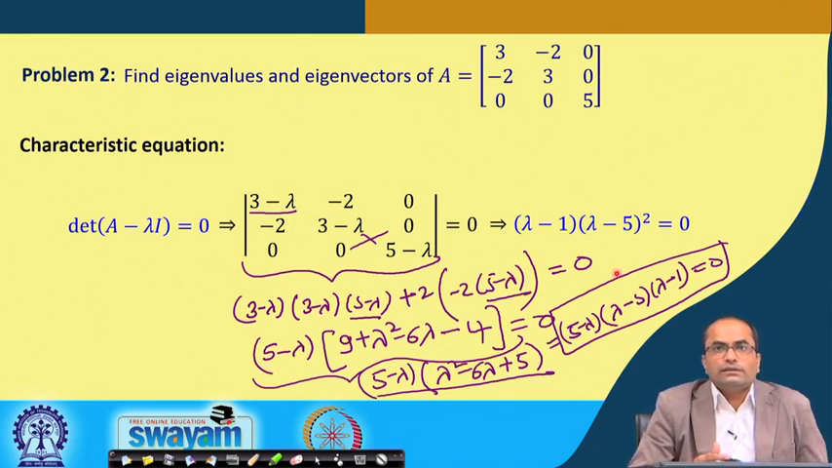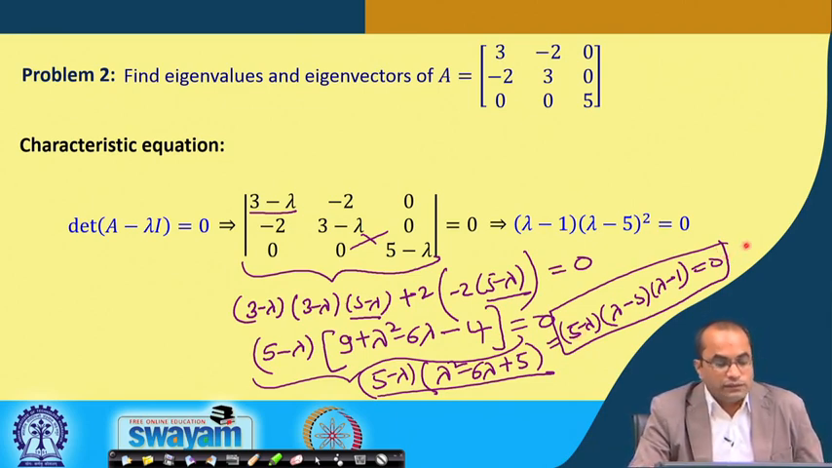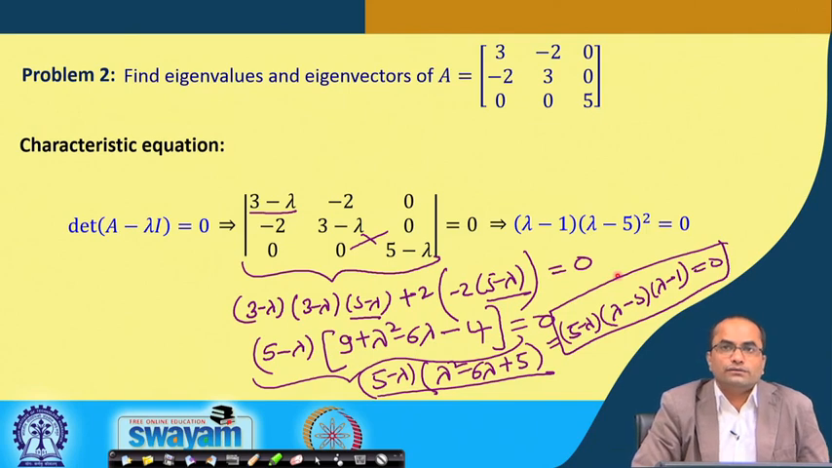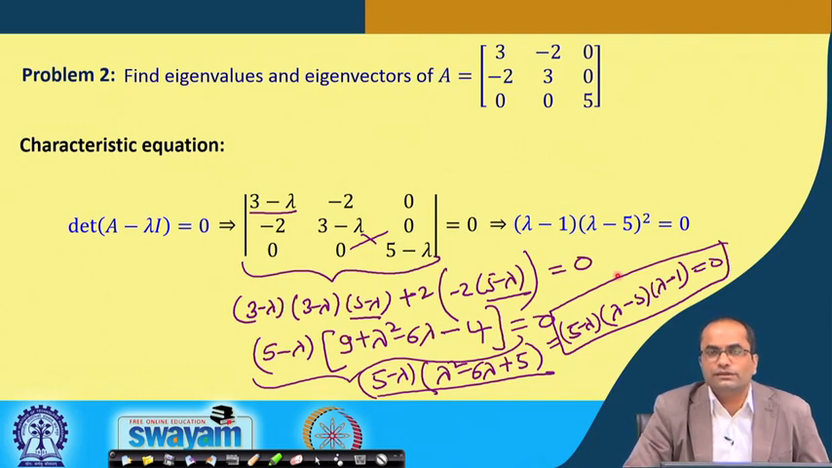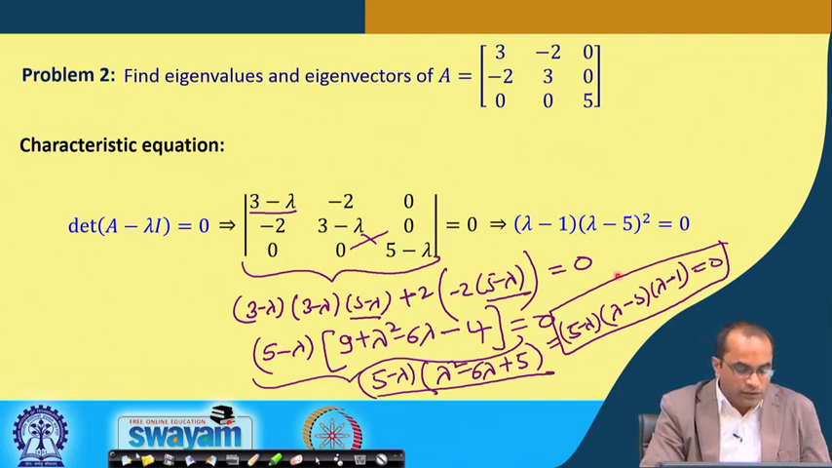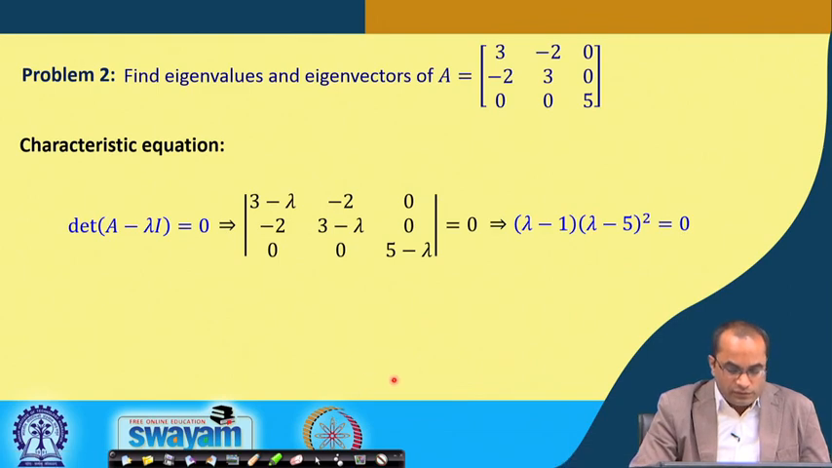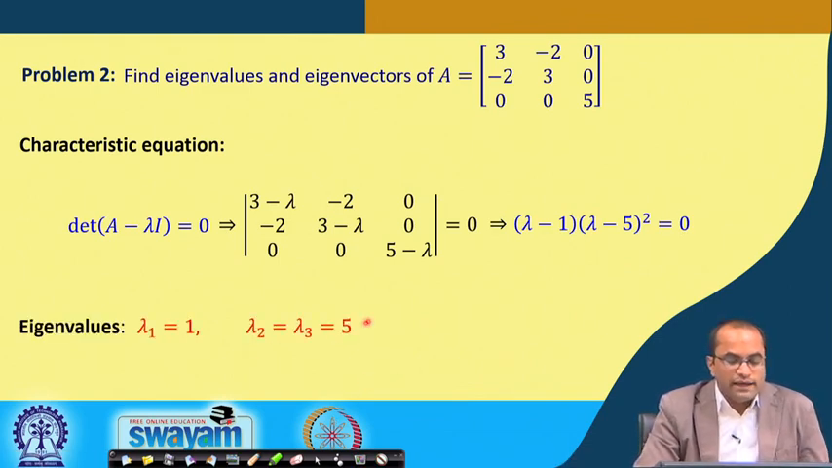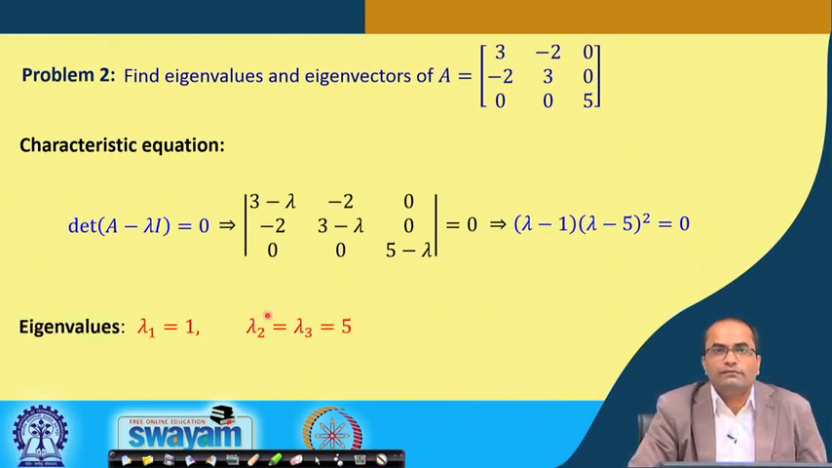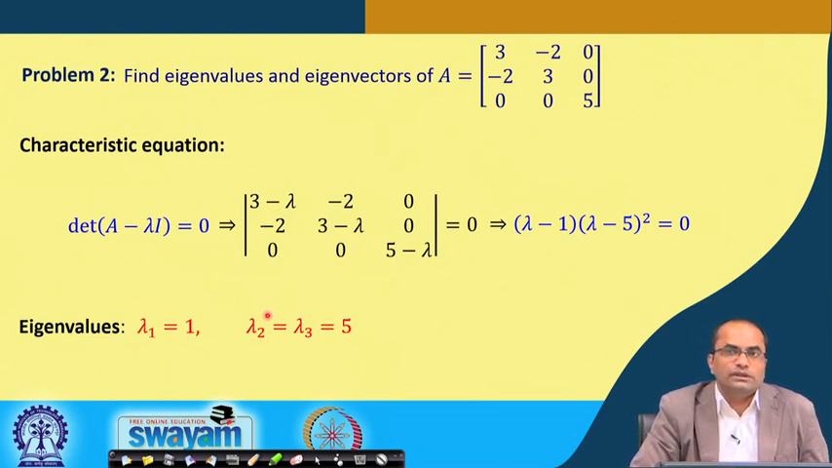So, the characteristic equation suggests now that we have basically two distinct eigenvalues. One is lambda equal to 1, the other one is 5, which is repeated 2 times. So, our eigenvalues are now 1 and 5. These are the two eigenvalues, and we need to compute the eigenvectors corresponding to each.